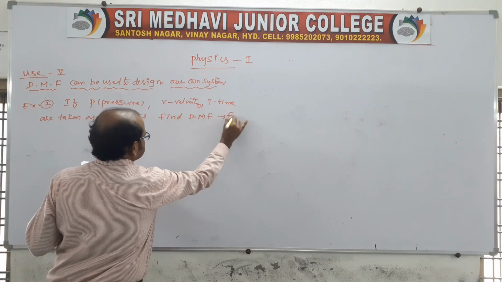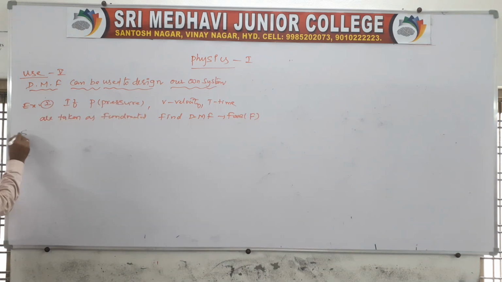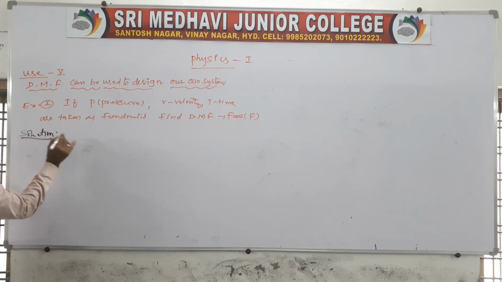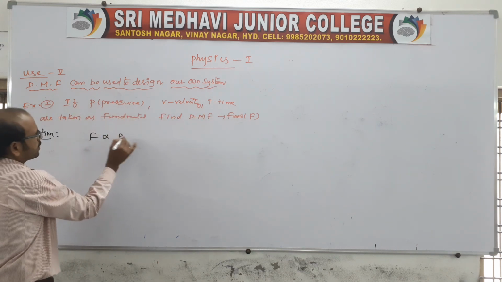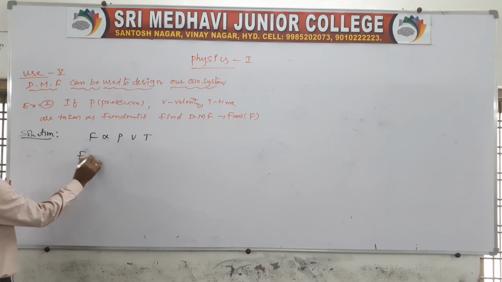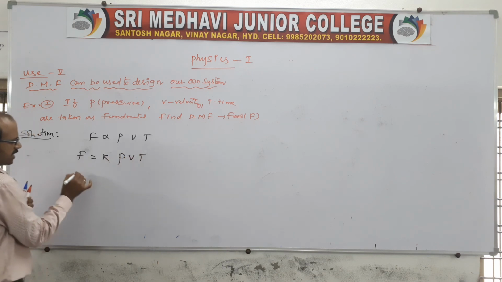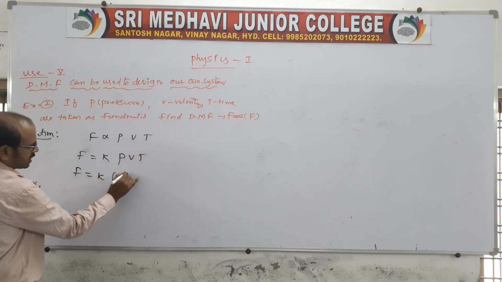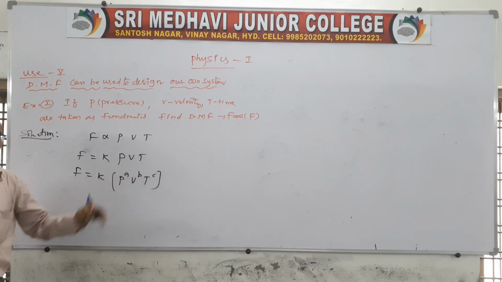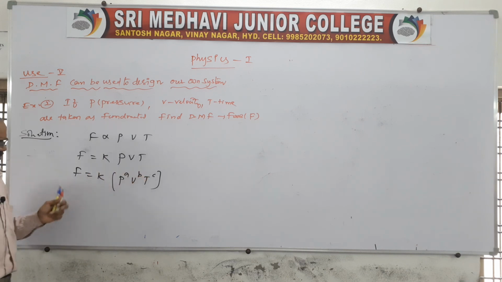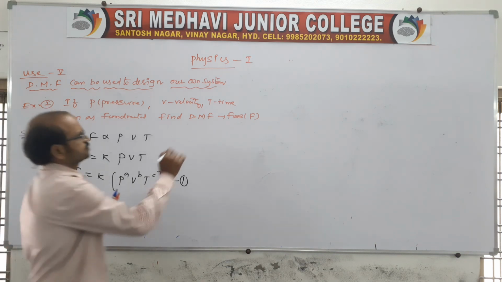Now it is asking for force. Same method. Solution, you write: here we can take F directly proportional, because force is directly proportional to these fundamentals P, V, T. Here force is equal to some constant times P, V, T. Same method: you take P power A, V power B, and T power C. Therefore, F = K P^A V^B T^C. Again we have to get the A, B, C values. After knowing the A, B, C values, you substitute in this equation, and you will get the new dimensional formula.